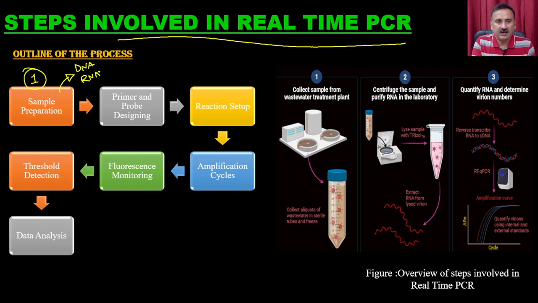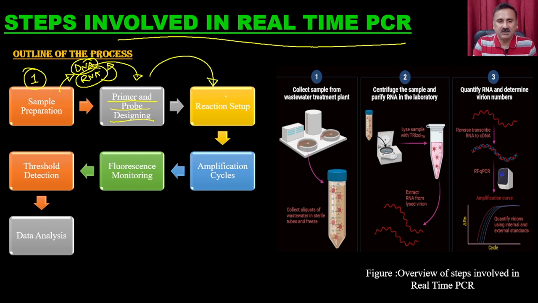If you are going to extract the DNA, then it is directly going to get into these reactions. If you are going to start with the RNA, then it is actually going to have the additional step of converting the RNA into DNA with the help of the reverse transcriptase. Then you are going to have the primer and the probe designing. You are going to design the primers and the probe and all that. And then you are going to set up the reactions.